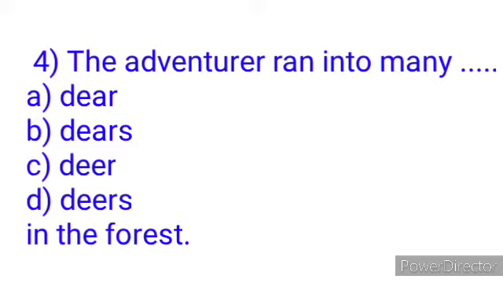So, the adventurer, you know who an adventurer is? An adventurer is a person who goes for an adventure. And one of the places that one can go for an adventure is the forest, and it's in the forest that you find animals. One of the animals that you find in the forest is deer. And because the sentence says that the adventurer ran into many, it means more than one deer. So we're going to choose option D, deers. The sentence would be, the adventurer ran into many deers in the forest. So option D is the correct answer.